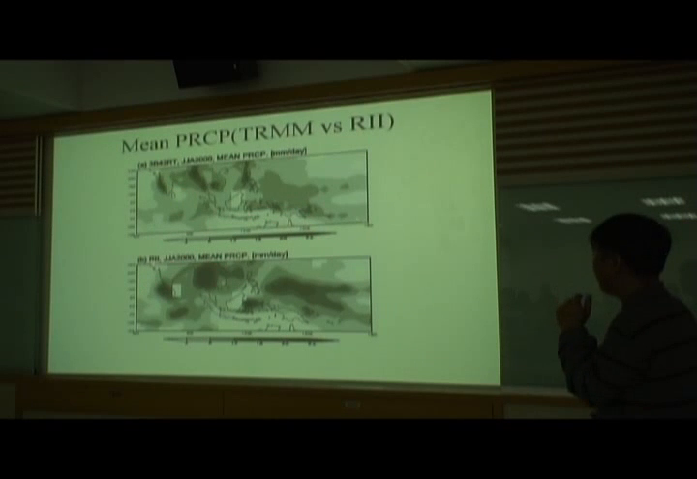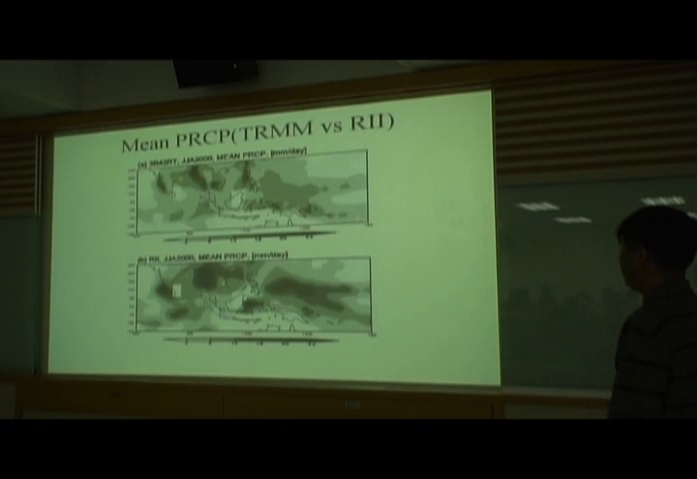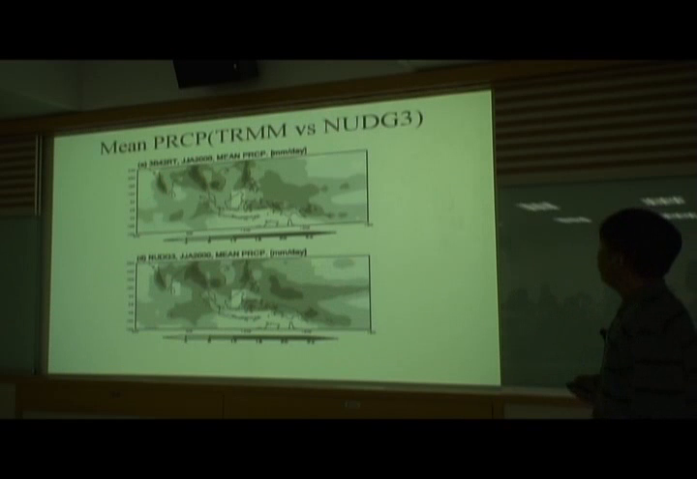In overall sense, R2 overestimates rather than 342. And this is a comparison between trim and our product, Nudge3. As you can see, Nudge3 is more similar to 342.